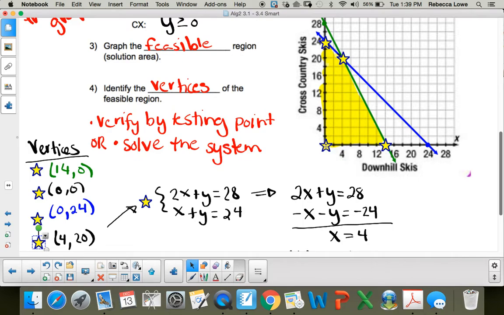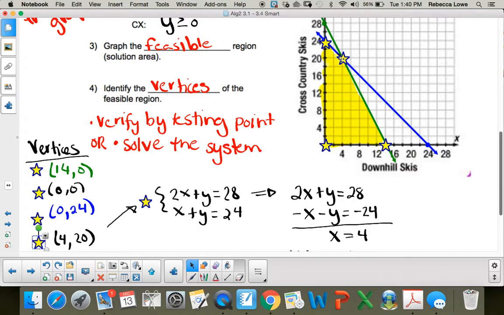This one is 0, 0. That's always where the minimum is going to occur. That would mean you're making 0 downhill skis and 0 cross-country skis. This one is over 0, up 24: 0, 24. That means you're making 0 downhill skis and 24 cross-country skis. This one is 14, 0 because you'd be making 14 downhill skis and 0 cross-country skis.